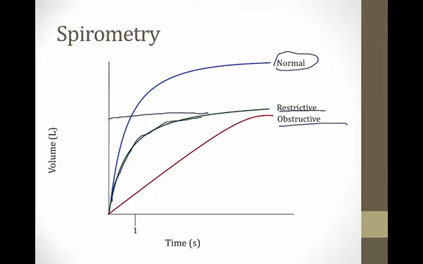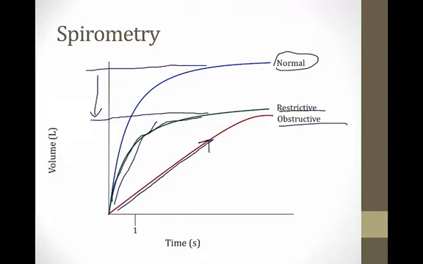And so you can see that the total volume of air pushed out by the restrictive patient is much lower than the total volume of air pushed out by the normal patient. But the shape of the spirogram remains the same. In obstructive disease, the shape of the spirogram changes significantly. The slope is much slower in patients with obstructive disease, and that's because there is an obstruction. It's harder for that air to get out.